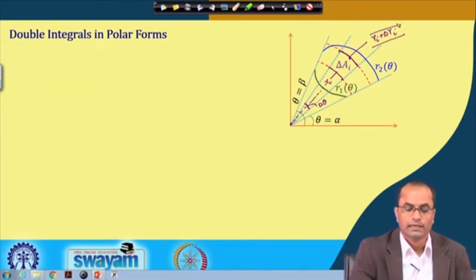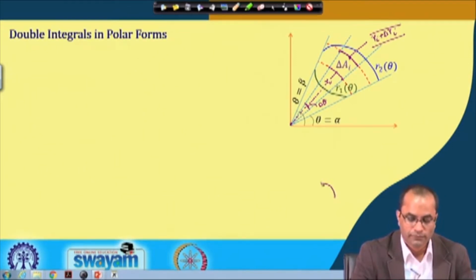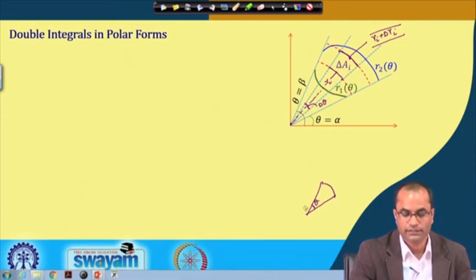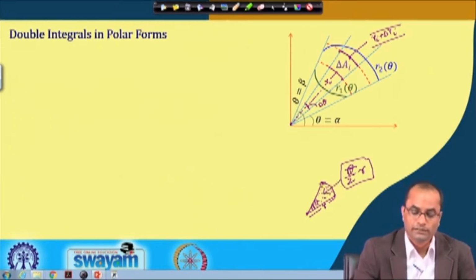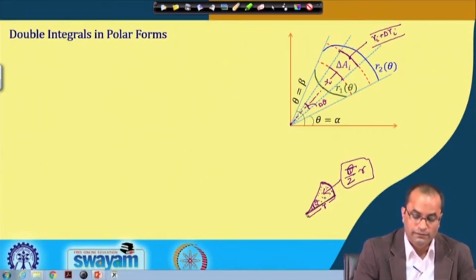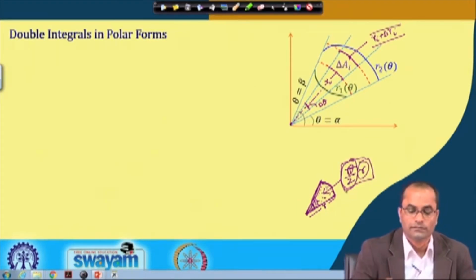We also have to know that for a circular arc forming angle theta at the origin, the area of this region will be theta by 2 into r square, where theta is the angle and r is the radius. That is the area of the region enclosed by this circular arc making angle theta at this point. We will be using that here.